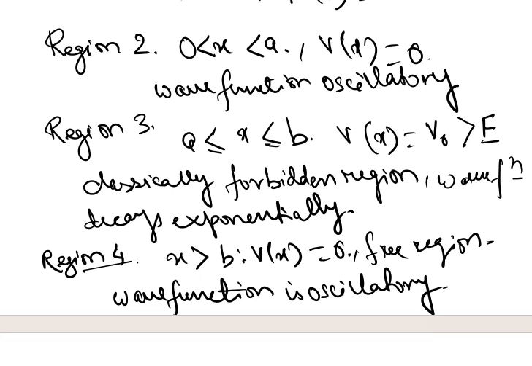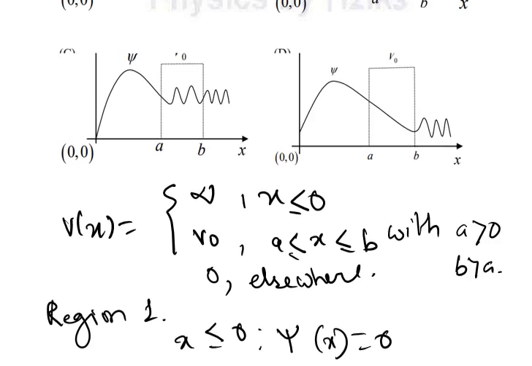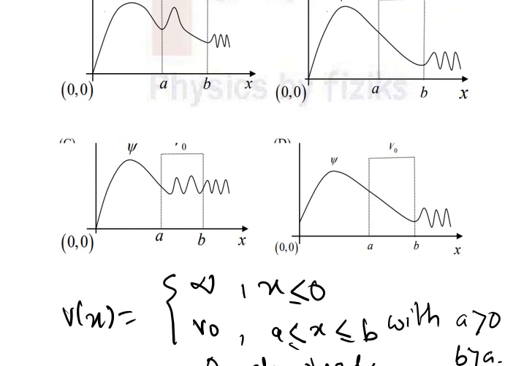Right, however, since E is less than V0, the wave function cannot oscillate inside the barrier, meaning x in between a and b, but rather decays exponentially in that region. Also because V tends to infinity at x less than or equal to 0, the wave function must vanish at x equal to 0.